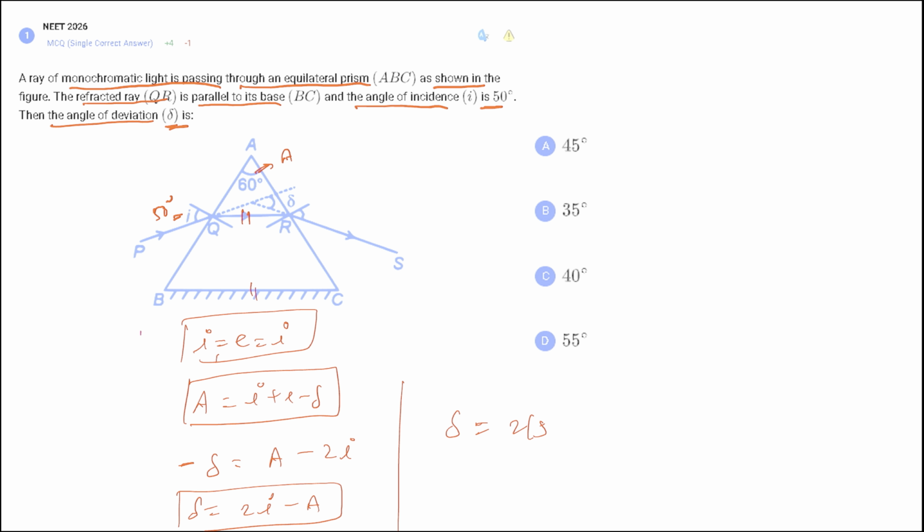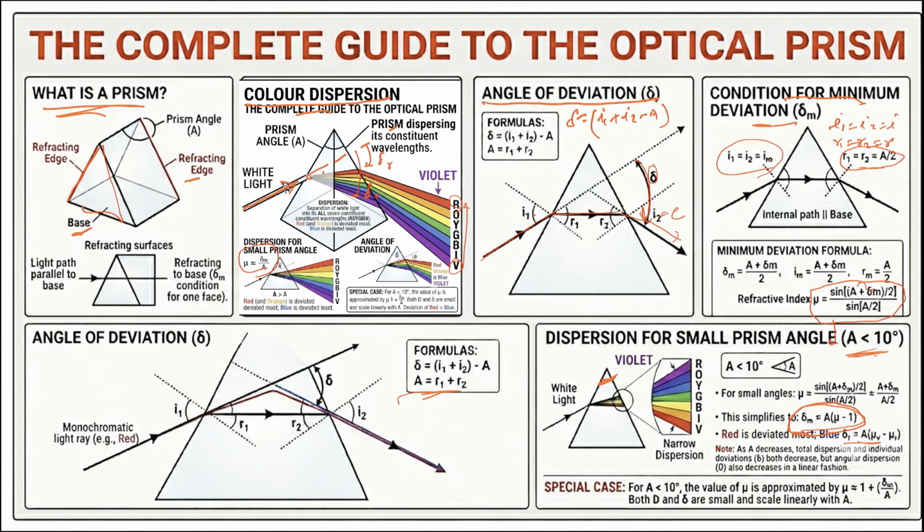Now we are putting in the value: delta is equal to 2 into 50 minus A, and the value of A is given as 60. So we can say this is 100 minus 60 is equal to 40 degrees. So option number C will be the correct answer of this question, right? Easily we are finding the value from the given condition. We are getting this value from the derivation of delta. In this slide also, see this condition is given to you. Delta is equal to this value, and this is the condition here.